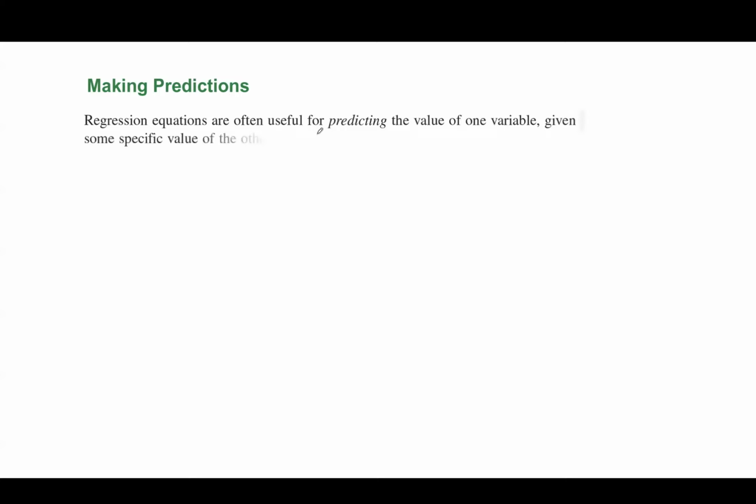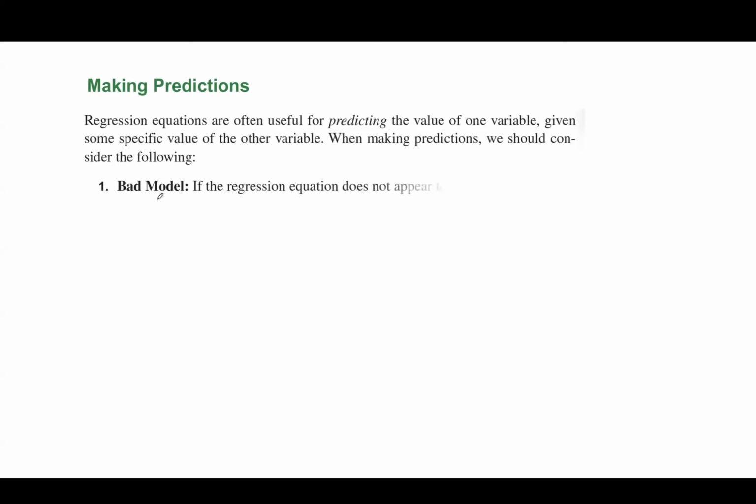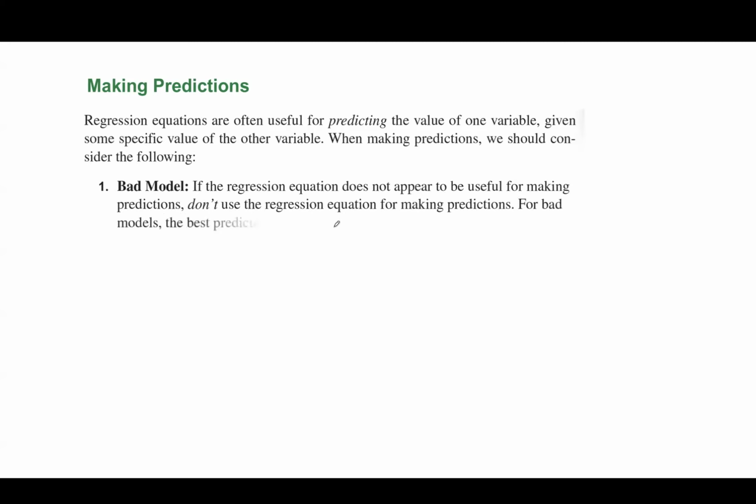So in order to make predictions, remember that we collected data. Regression equations are often useful for predicting the value of one variable, given some specific value of the other variable. When making predictions, we basically should consider the following cases. First of all, you might have a bad model. If the regression equation doesn't appear to be useful for making predictions, don't use the regression equation for making predictions. Simply, you need to move on to another mathematical model.